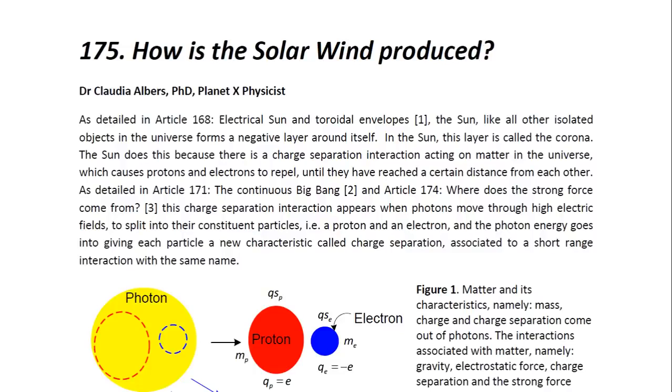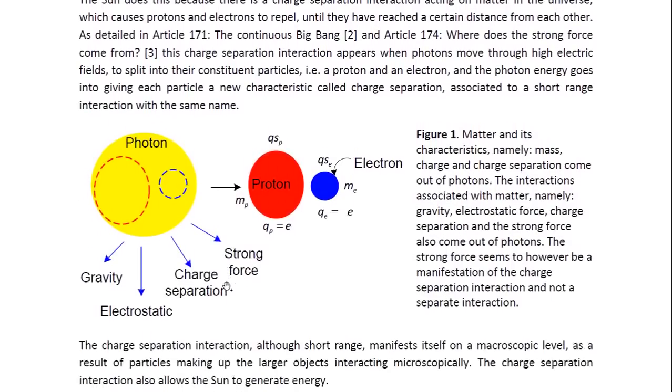Now, as detailed in Article 171, the continuous Big Bang, and Article 174, where does the strong force come from? This charge separation interaction appears when photons move through high electric fields to split into their constituent particles, i.e. a proton and an electron. And the photon energy goes into giving each particle a new characteristic called charge separation, associated to a short-range interaction with the same name.